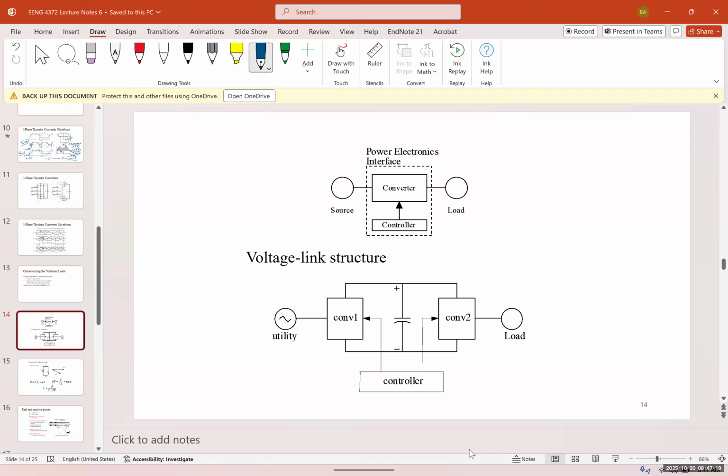Now, a power electronic interface usually looks like this. We have a converter and we have the controller. We have the source connected with the load with the converter. And the voltage link structure looks like the lower one. If we have a DC to DC or AC to AC, we usually have utility connected to a rectifier or an AC to DC. And if we want to have an inverter system, we have another DC to AC system.